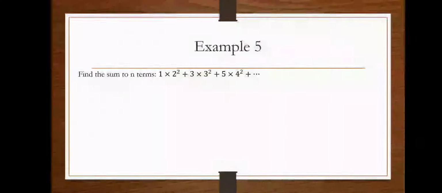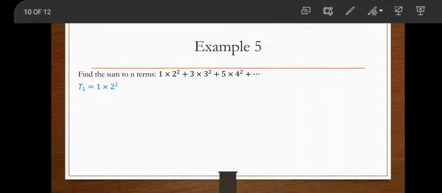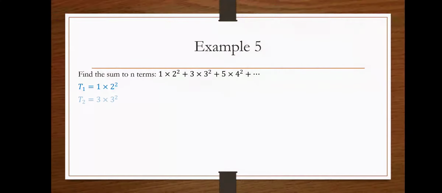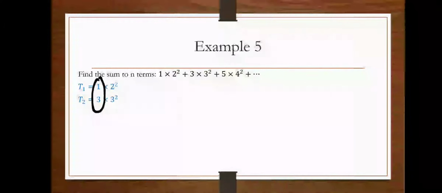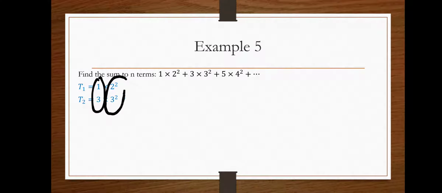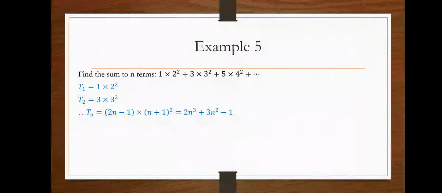Find the sum of 2n terms of this particular series: 1 into 2 square plus 3 into 3 square plus 5 into 4 square, and so on. So once again, let us find the association of the term number and the term. So T1 is 1 into 2 square, T2 is 3 into 3 square. And if I just look into it, the first part is basically the odd numbers, and here I have the square of the next number. So from that, I can say Tn is basically 2n minus 1 into n plus 1 whole square. Right?